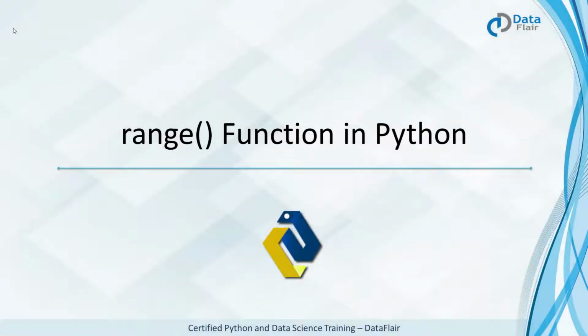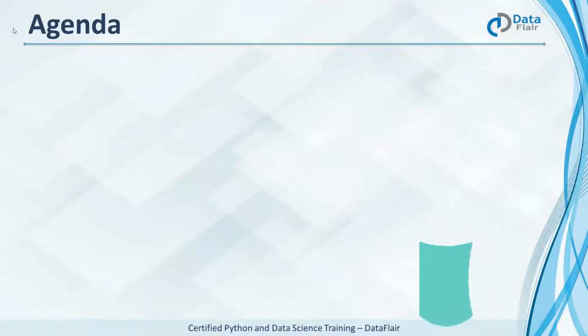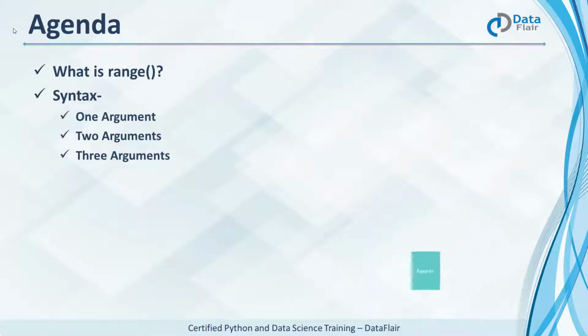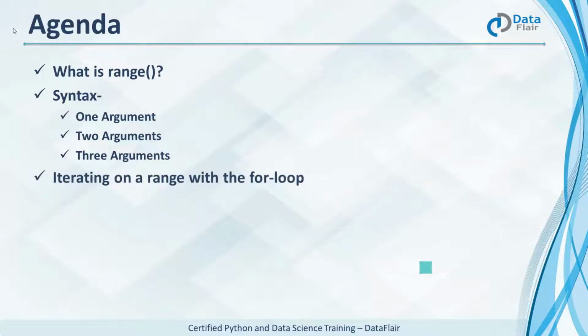The range function in Python. We've been iterating on ranges in for loops so far. In this lecture, we'll discuss the range function and its syntax with 1, 2, and 3 arguments. We'll then use it to build a for loop. Let's begin.